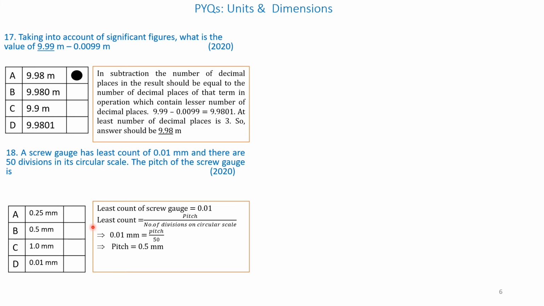So let us analyze it first. Least count of screw gauge is given as 0.01 mm. Therefore, least count is equal to pitch divided by number of divisions on the circular scale. Least count is given as 0.01 mm, pitch we have to find out, divided by number of divisions on the circular scale, which is given as 50. So simplifying, 50 into 0.01 is 0.5 mm. This answer is available as option B in your choices. So please mark the correct answer. Option B is the correct answer.